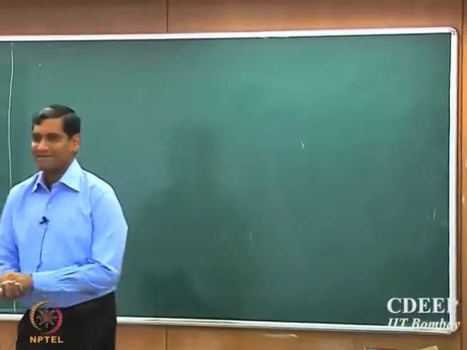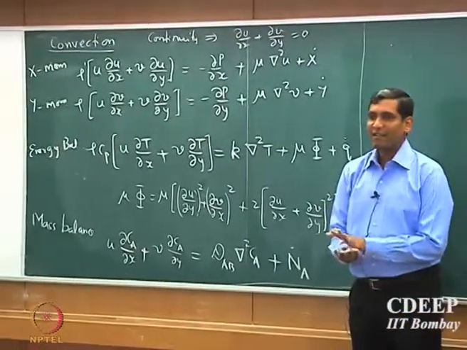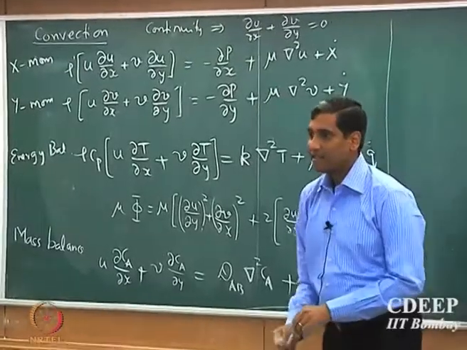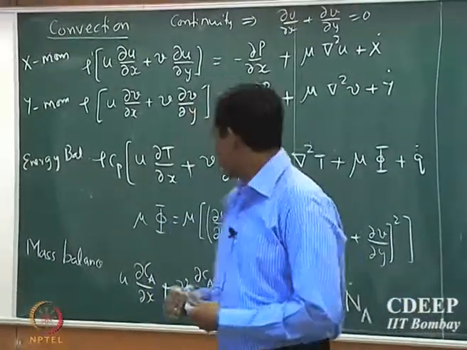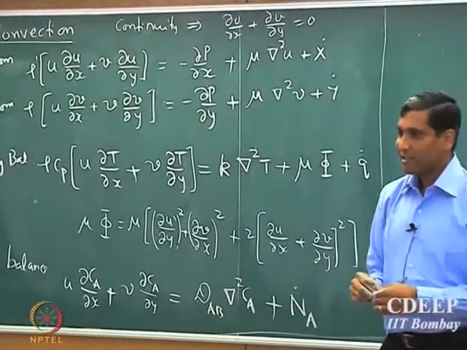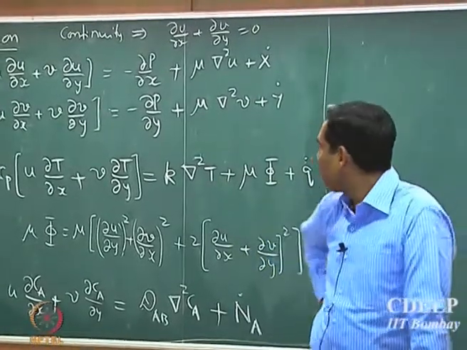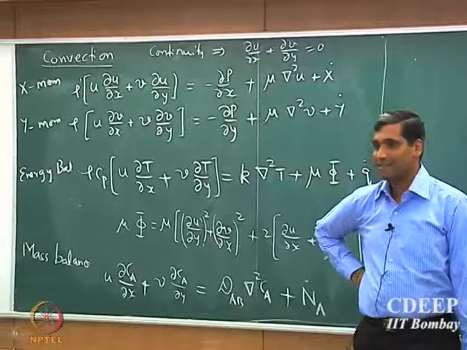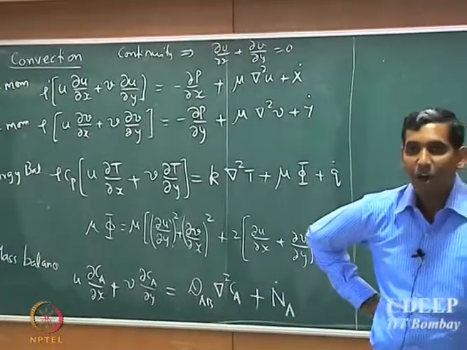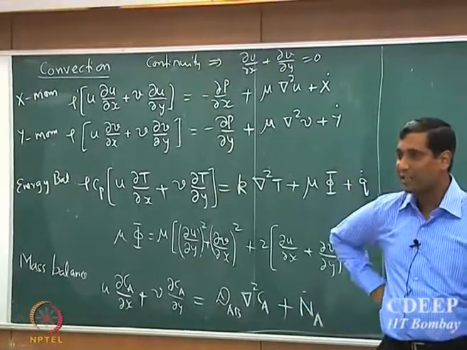Is this linear? Are these set of equations linear? Why is it non-linear? Yeah? Convective term and viscous dissipation. Okay. In all the equations or only some of them? Some of them. So which one is linear, which one is non-linear? Yeah? All are non-linear. Mass balance is linear. What makes you think that it is linear?